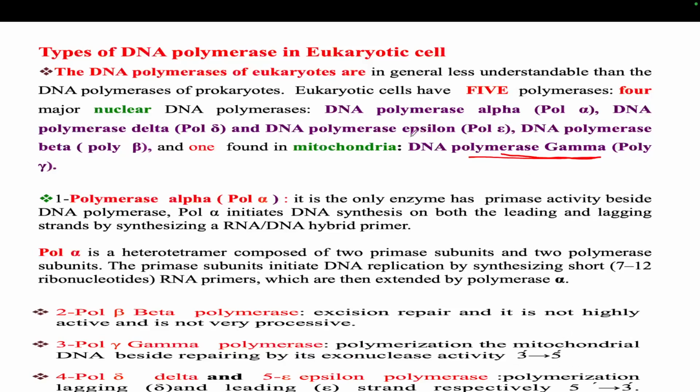Okay, so firstly this alpha will polymerize the things, and then the exonuclease activity is performed by the polymerase gamma. Okay, then you are having the delta and epsilon polymerase. These polymerize the lagging and leading strand respectively in the 5 prime to 3 prime direction in eukaryotes. So one is helpful in the lagging strand and another one in the leading strand. But the main work in the eukaryotic cell is done by the polymerase alpha, which works as a primase as well as the DNA polymerase. And in case of mitochondria it is the polymerase gamma.